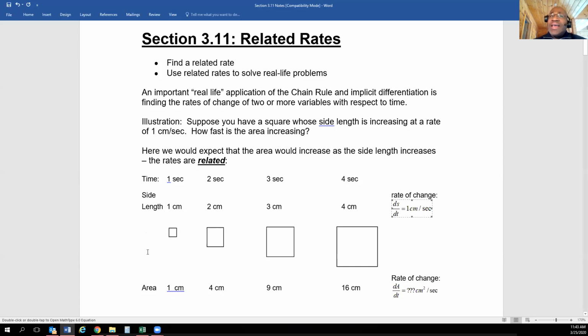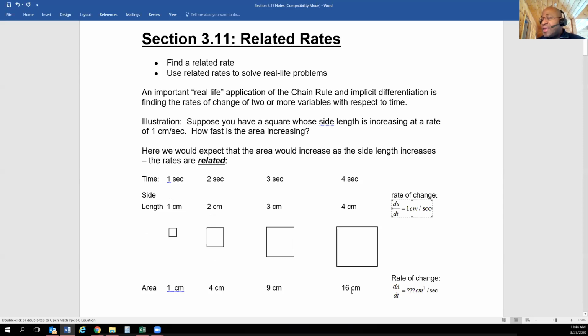Now, if you look at the area of each of the squares, though, at the first second, when the side length is 1 centimeter, the area is 1 square centimeter. That should be a square centimeter there, so that's a typo on my part. For 2 seconds, the area is 4 square centimeters. After 3 seconds, it's 9 square centimeters. And after 4 seconds, it's 16 square centimeters.